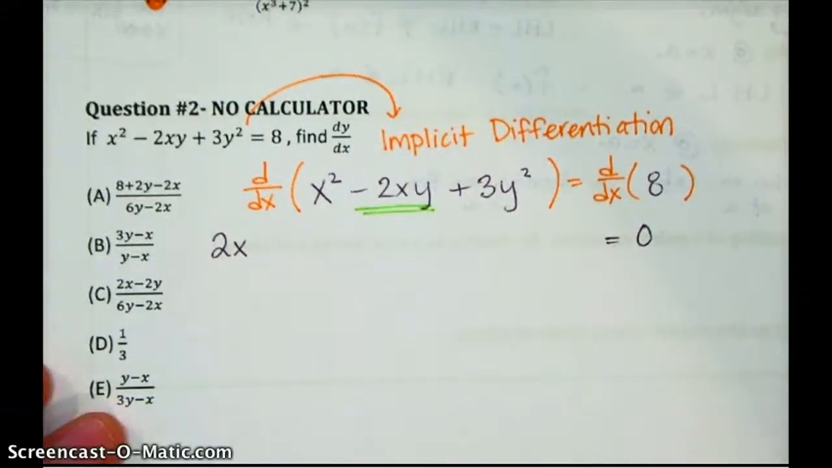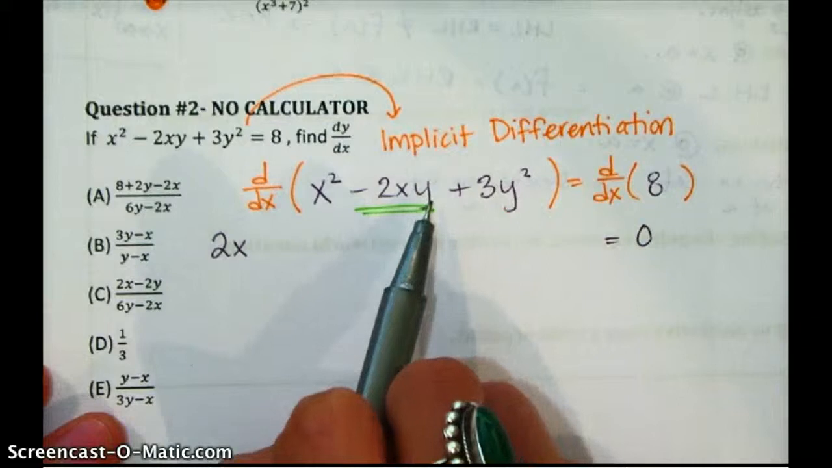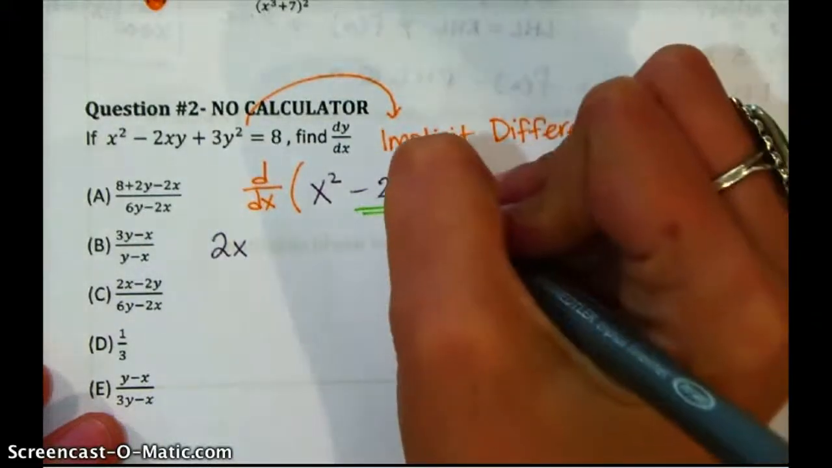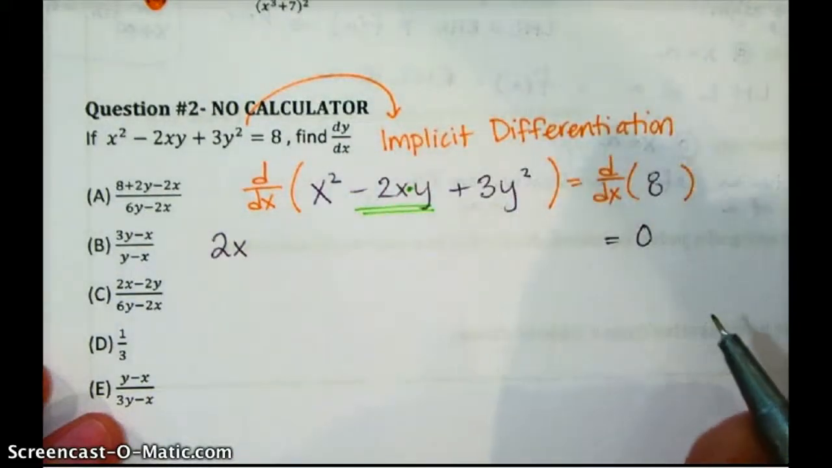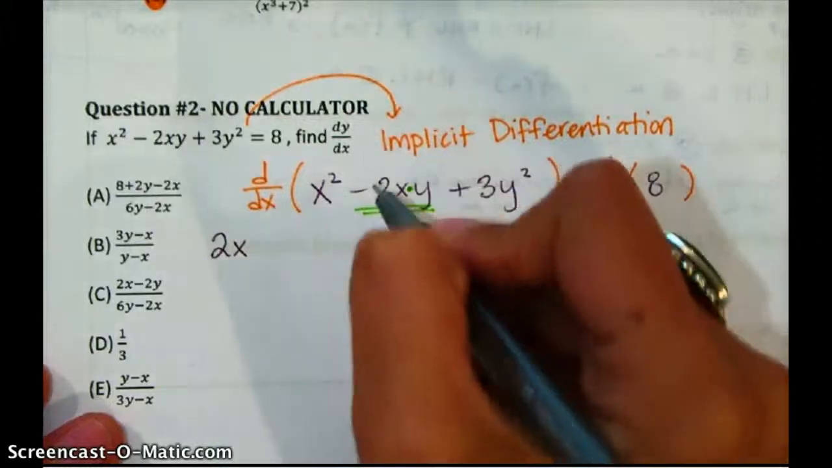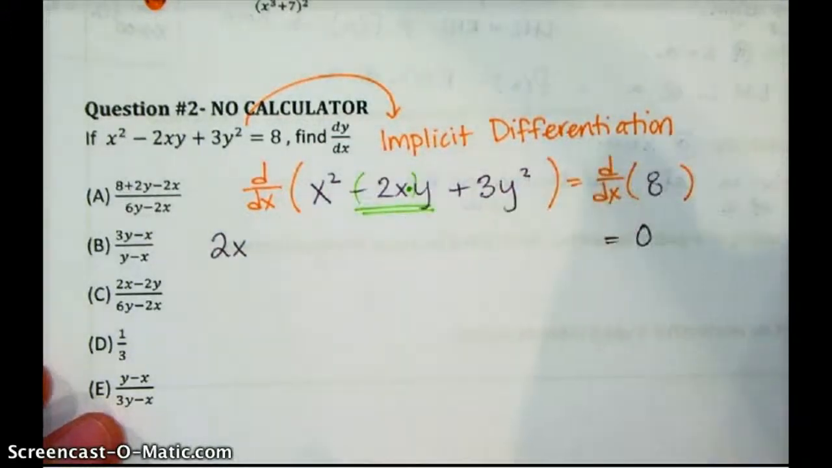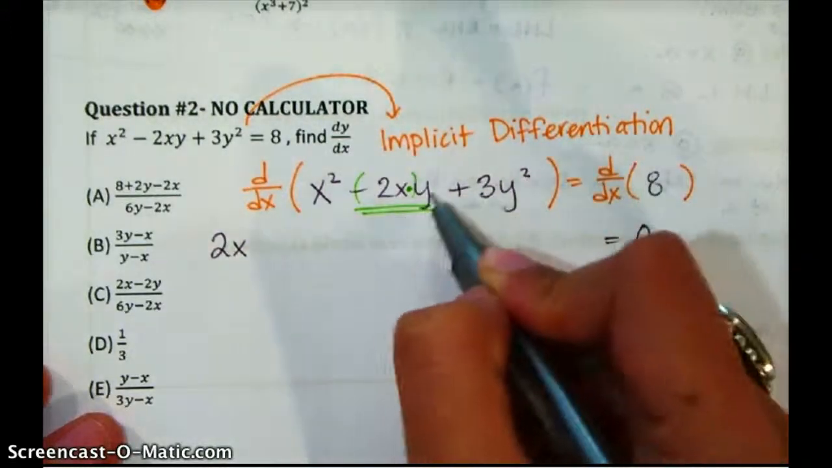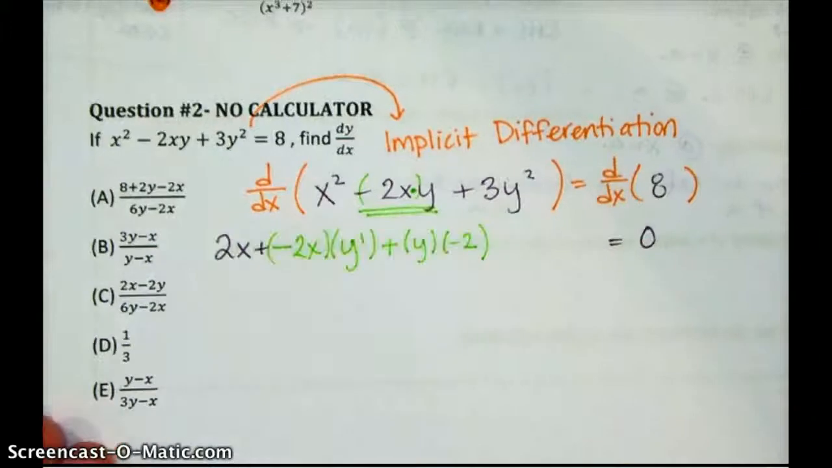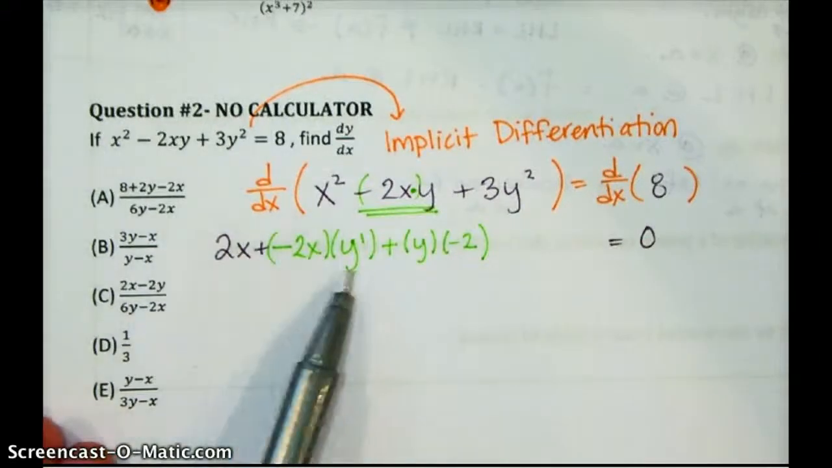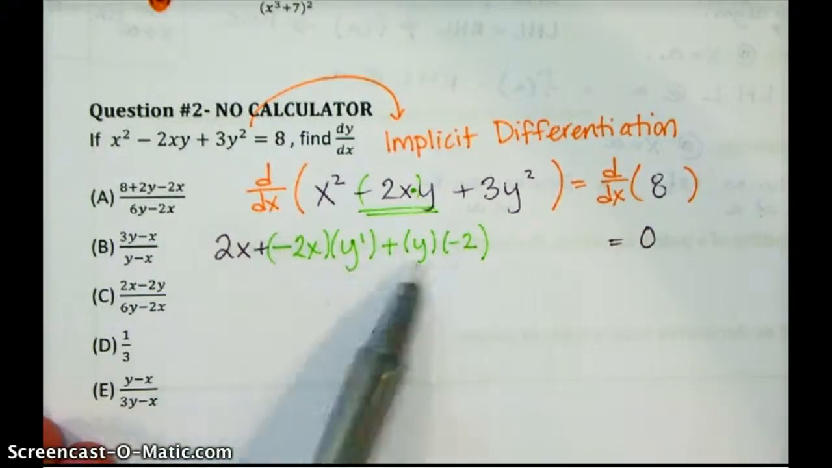To take the derivative of negative 2xy, I'm going to need to use a product rule. And I see that because I have something times something else. My first part of my product rule is going to be the negative 2x. My second part is going to be y. And so I bring it down and I do u dv plus v du.